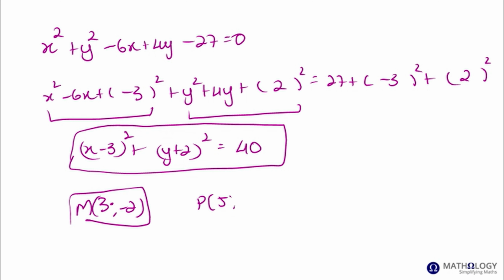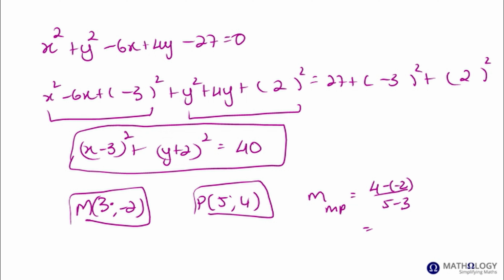P is the point (5, 4). We can now determine the gradient of MP, which is y2 minus y1 over x2 minus x1. So 4 minus minus 2 over 5 minus 3. That'll be 6 over 2, which is 3. The gradient of MP equals 3. Therefore, the gradient of the tangent will be the negative reciprocal of that, which is minus a third.